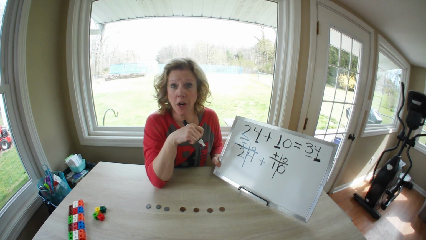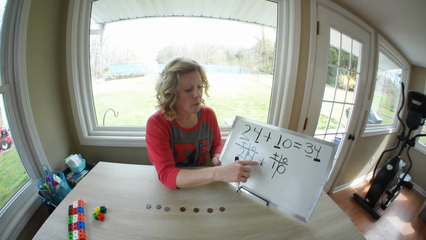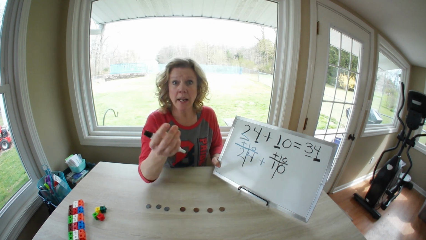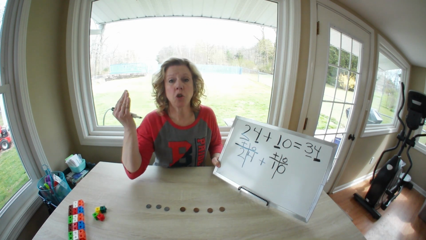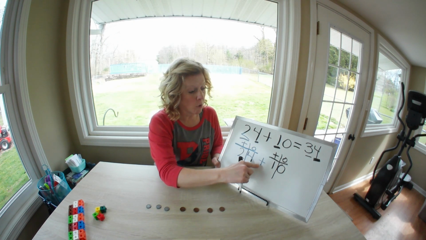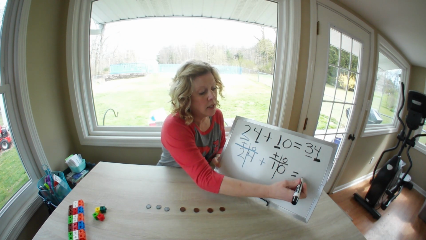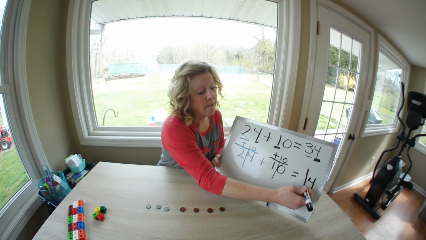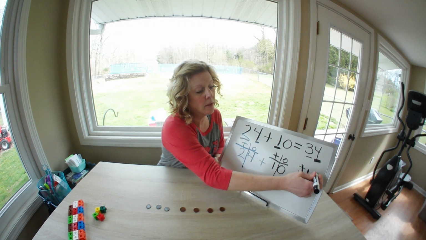And the answer is no. And if I look at my ones, I have a 4 and a 0. And I just said, if I add any number to 0, it's going to remain that number. So I know 4 plus 0 equals 4. So I still have 4 ones, don't I?